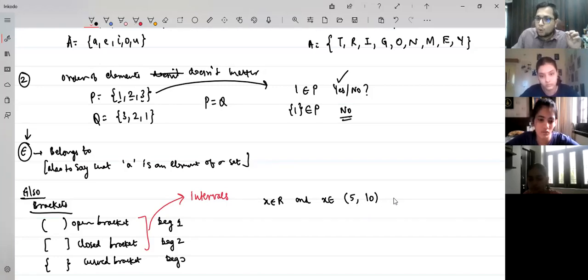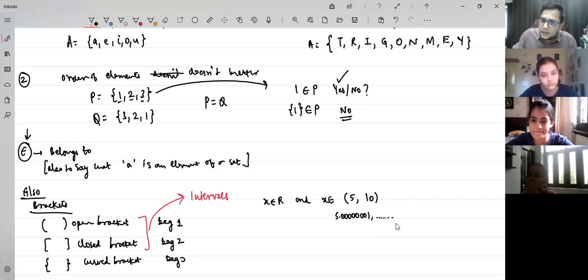5 and 10 are not included because the brackets say so. Bracket is what? An open bracket. It does not include 5 and 10. Am I making myself clear here? Yes. So what I will be having is 5.00000001, we start just after 5 and we'll keep on till 9.999999. Any problem, anyone?